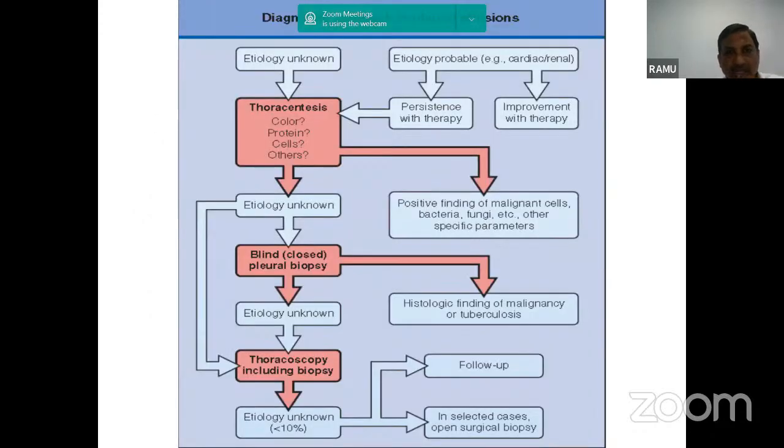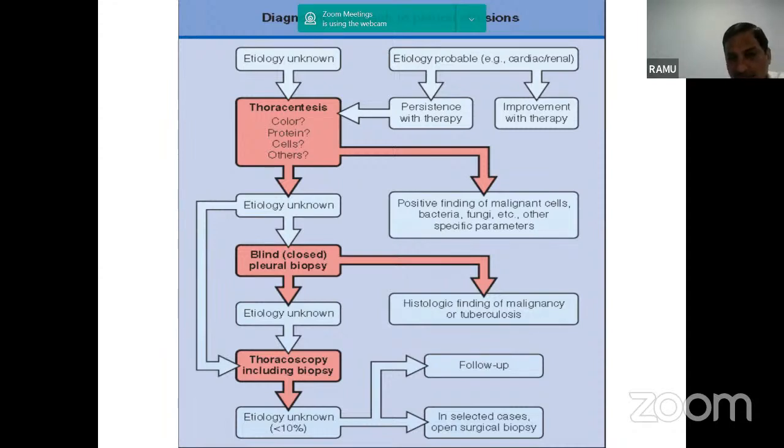This is the flow chart based on which we can evaluate the pleural effusion. If the etiology is unknown, based on the color, protein, and cells, and if the etiology is still not known, we have to go for a biopsy. If we cannot pick it up with the cells or anything else, then we have to go for blind pleural biopsy. Nowadays blind pleural biopsy is not routinely practiced, but the best is thoracoscopic guided biopsy.